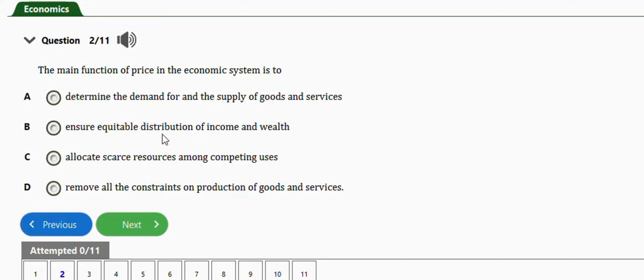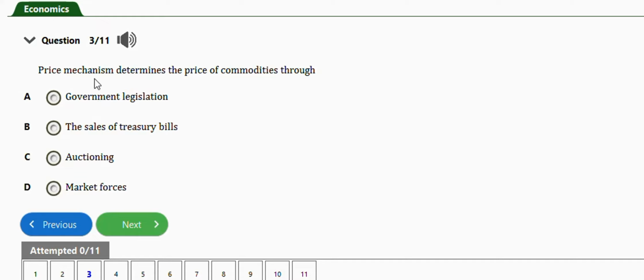Next question. It says the price mechanism determines the price of commodities through government legislation, the sale of treasury bills, or functioning market forces. The right answer is option D, market forces.